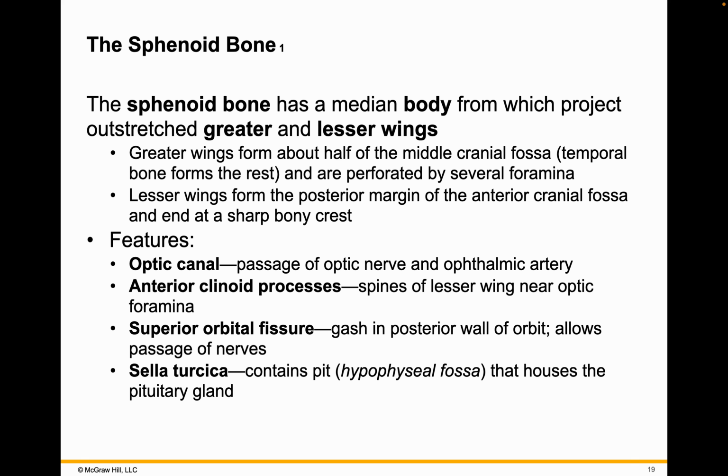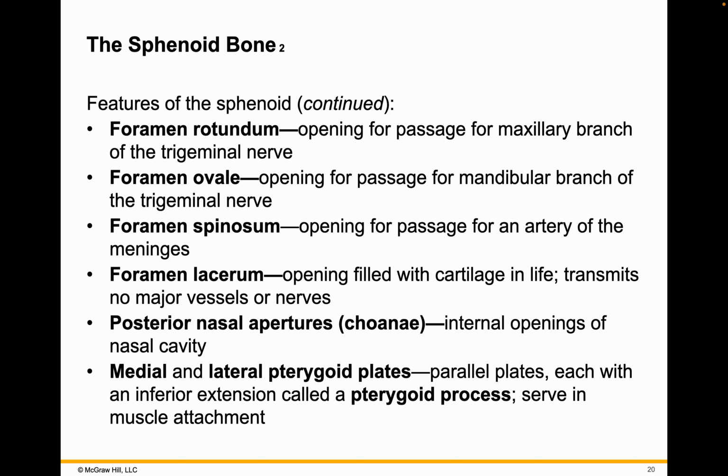The superior orbital fissure is a gash in the posterior wall of the orbit that allows passage of nerves, and the sella turcica contains a pit, the hypophyseal fossa, where we find the pituitary gland. The sphenoid also has a foramen rotundum, which is an opening for the trigeminal nerve, the foramen ovale, which is an opening for the mandibular branch, a foramen spinosum, a foramen lacerum, and posterior nasal apertures, which are openings to the nasal cavity.